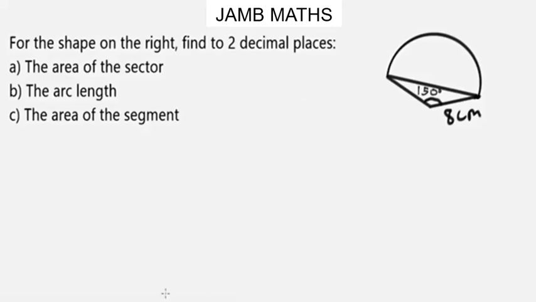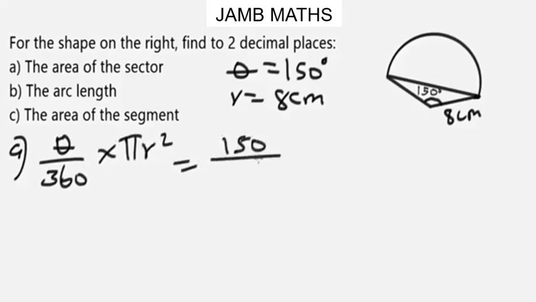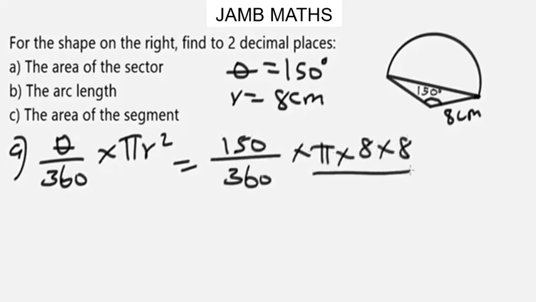Now let's begin with the A part of it. We're asked to find the area of the sector. Now in this question, we have our theta to be 150 degrees, and we have our radius to be 8 cm. Now for area of the sector, we have it to be theta over 360 times pi r square. When you plug in the values, you're going to have 150 over 360 times pi times 8 times 8, over 1.